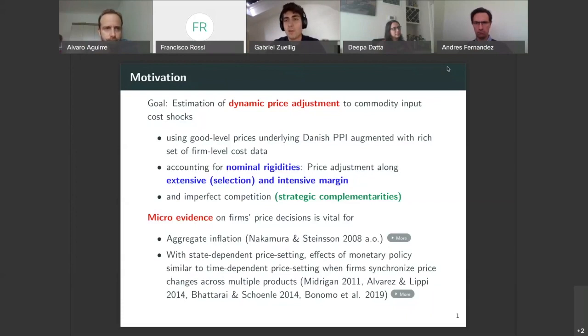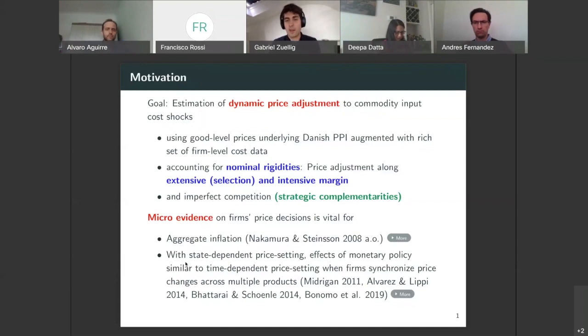Microevidence of this type is important for several reasons. I just want to name two of them. So first of all, central banks want to understand the dynamics of aggregate inflation. So microevidence on how firms do this sort of price adjustment, for example, to an oil supply shock, an increase in the oil price, will help us understand how this transmits to aggregate inflation rates. And then we want to inform the debate on state-dependent price setting.